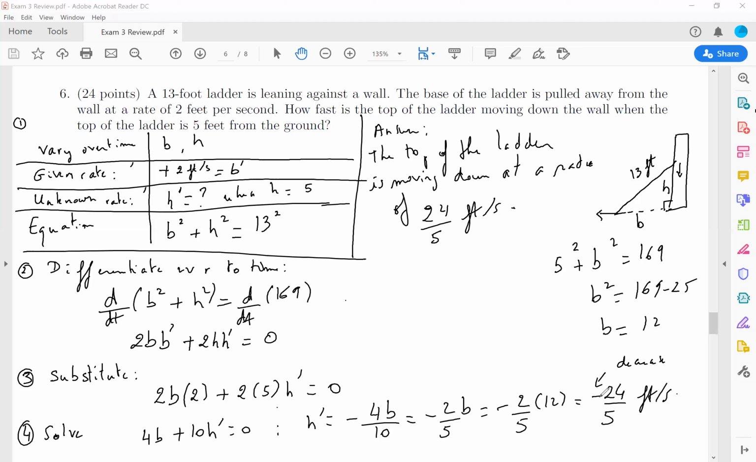But the sign is very important here. You see it's negative, which makes sense, again, because the height of the ladder against the wall is getting smaller. So that's why we have a negative one.